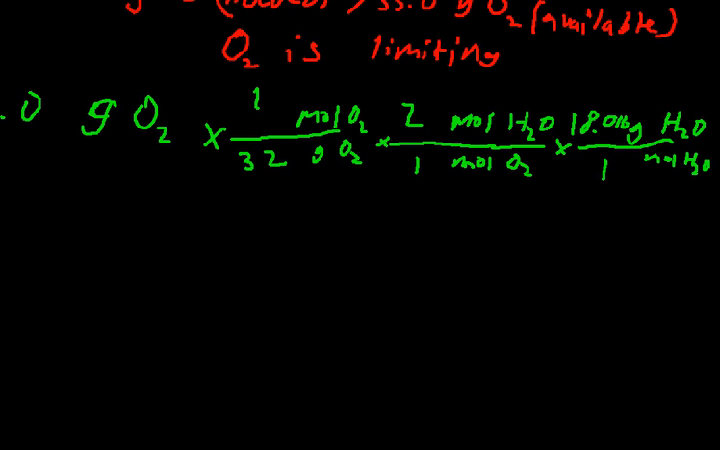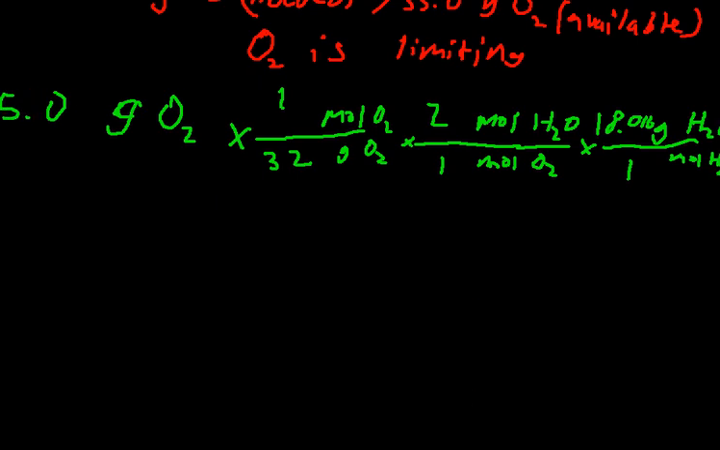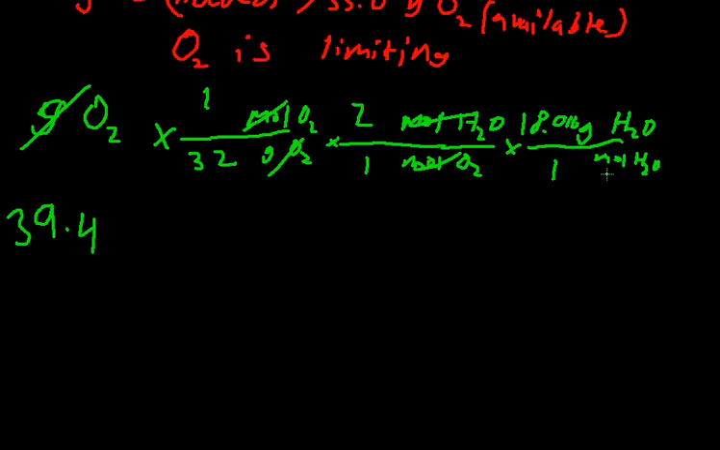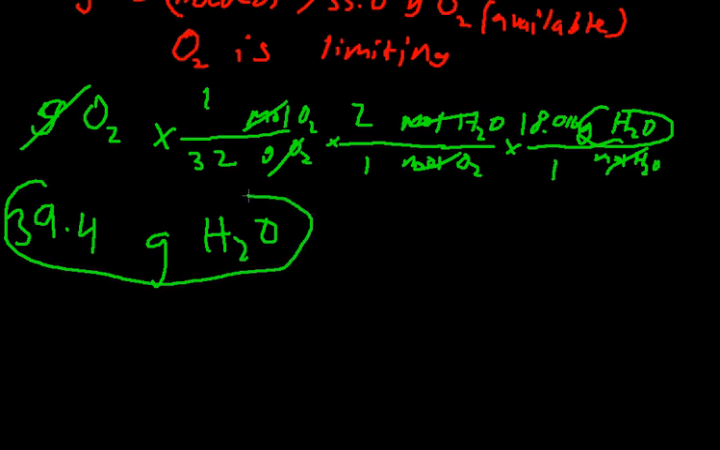And so now if we take 35, we just need to multiply this out. So we'll take out our calculators again. 35 times 2 times 18.016 divided by 32 gives us 39.414, because remember we have our significant digits here. Speaking of which, I need to cancel these out so that we don't get confused on our units here. So our significant figures, we have 3 significant digits, and our unit here is going to be grams of water. So we're going to create 39.4 grams of water.